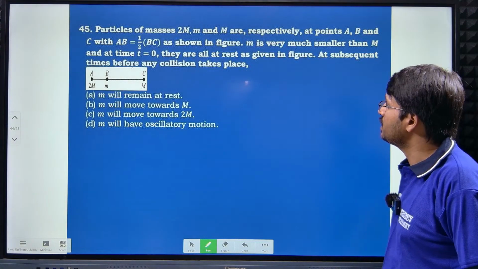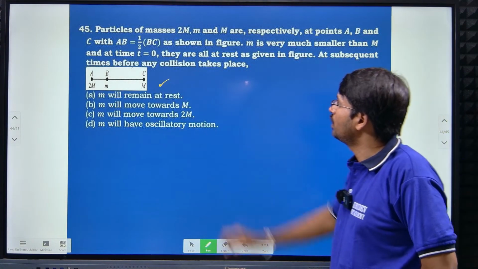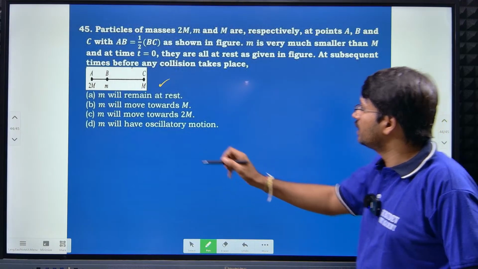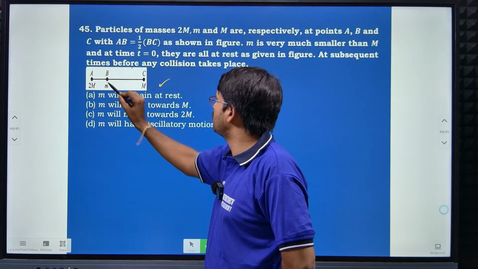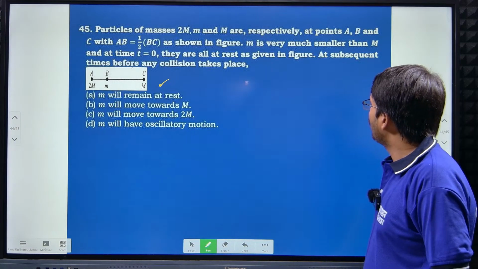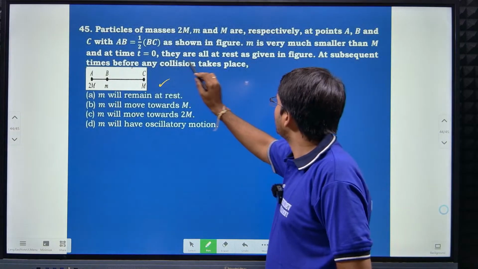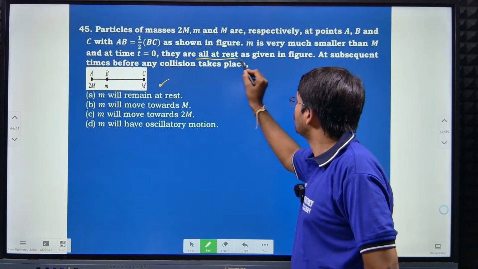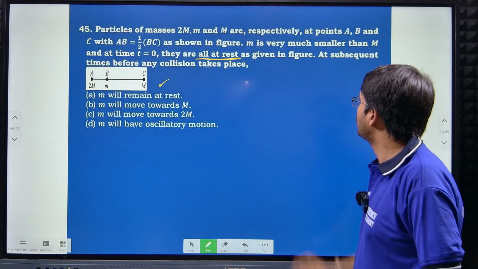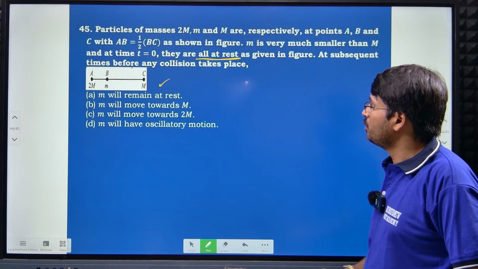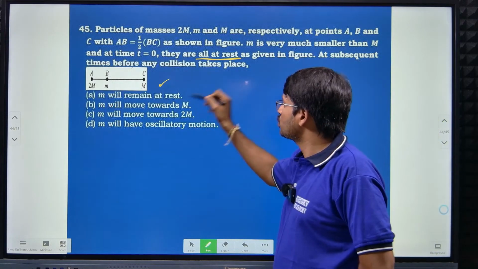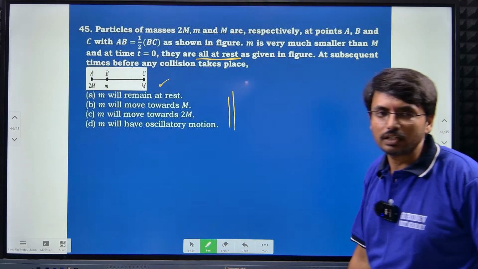Okay, fine. Next, the last one. Particles of masses 2m, m and m are respectively at the points A, B, C. Just look at this particular diagram, and they have given that the distance AB is half of the distance BC. The m is very much smaller than the capital M, and at time t, they are all at rest. So in the beginning they are at rest, at subsequent time before any collision. So which one is the right answer?